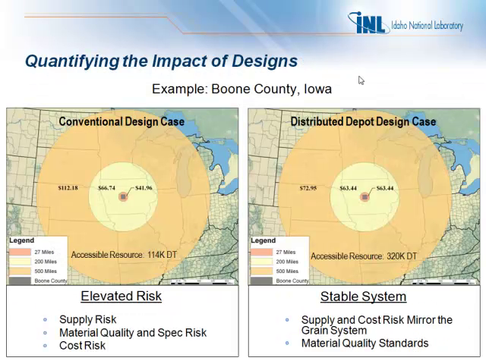Here we can see the economic impact of the conventional design system versus the distributed depot design system for Boone County, Iowa. What this data represents is data gathered over a 10-year span. We have 10 years' worth of harvest progression windows, and we use 10 years of climate data to determine the amount of resource that could be gathered during those harvest windows. And you can see that due to the constraints with the conventional system, we're only able to access about 34% of the material generated during that 10-year span.